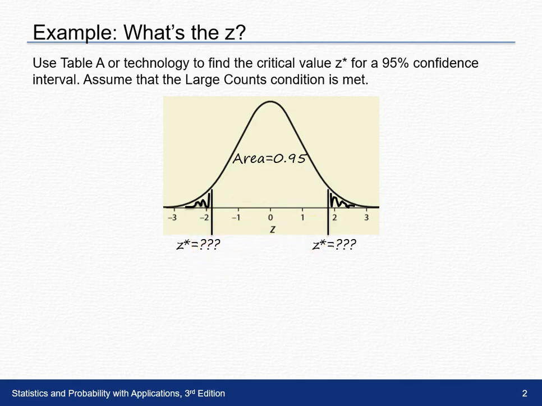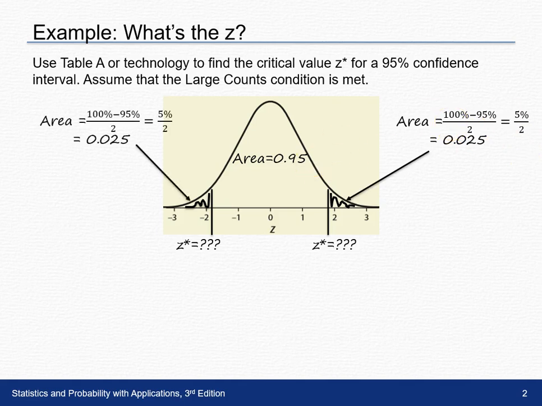So we need to know the tail probability. So the tail probability, or the area in each tail, is going to be the same because this curve is symmetric, if you remember. And so to determine that, we're going to take the remaining. If we have 95% in the center, that means 5% has to be split equally between the two tails, giving us 0.025 in each tail.